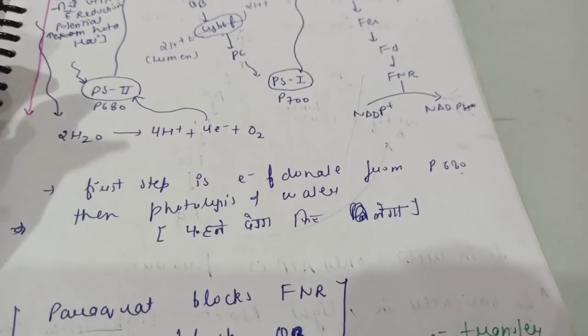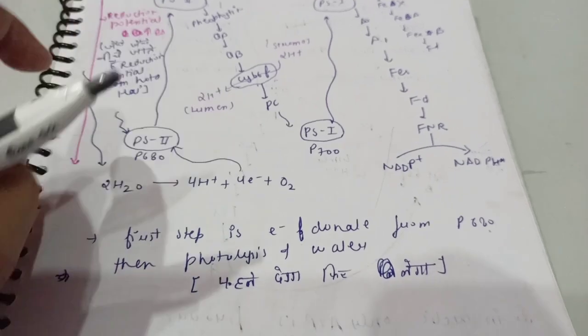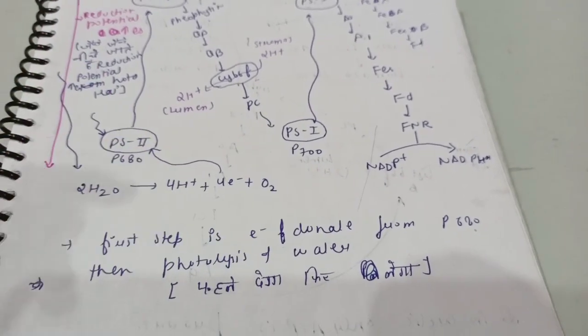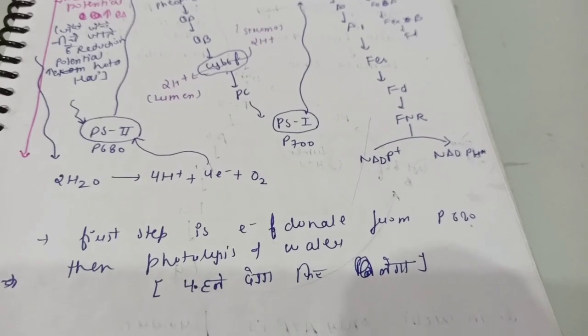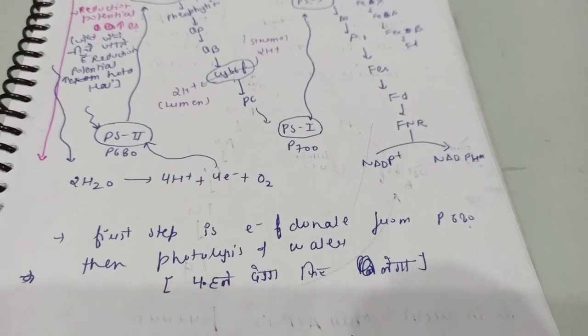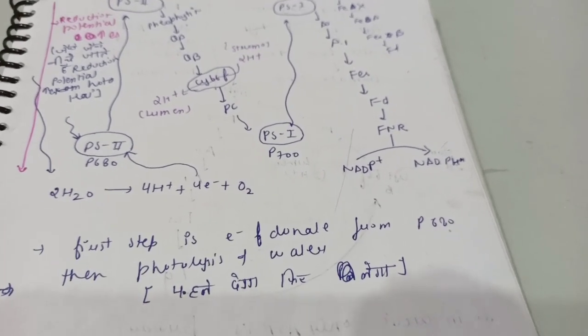Firstly the electrons get donated from PC. You have to learn it. So firstly the electrons go from here to here, then it will take electrons from this reaction. Firstly the electrons get donated from the P680, then it will take the electrons from the photolysis of water. This reaction is known as the photolysis of water, which takes place in the thylakoid.